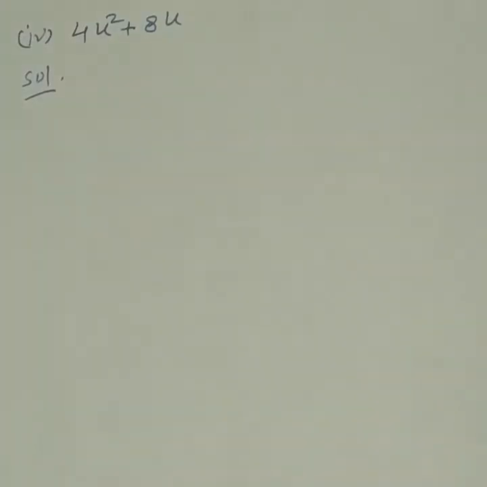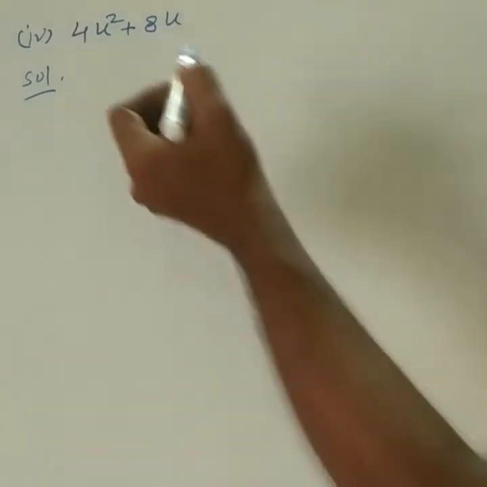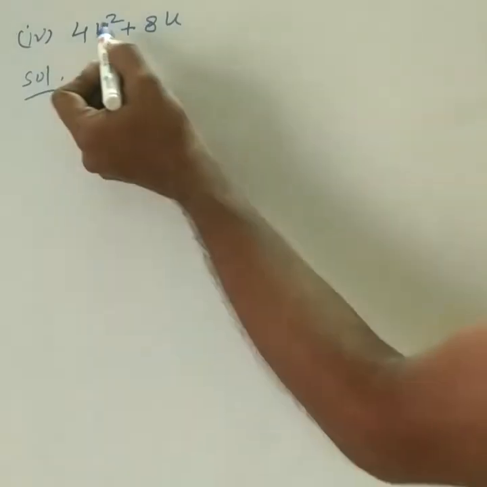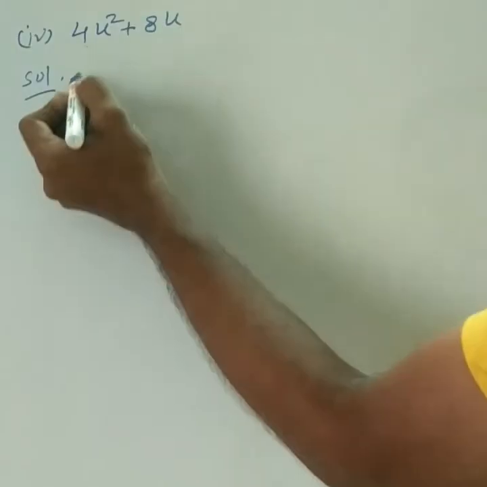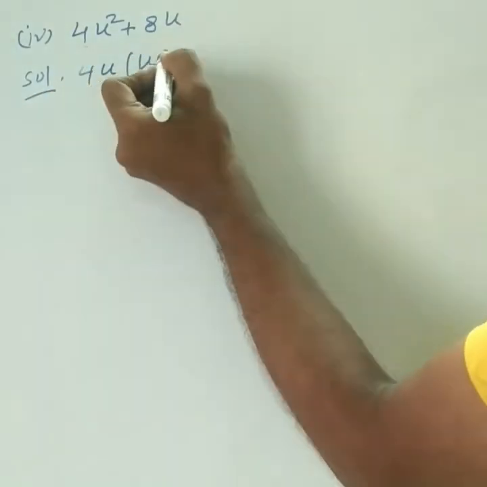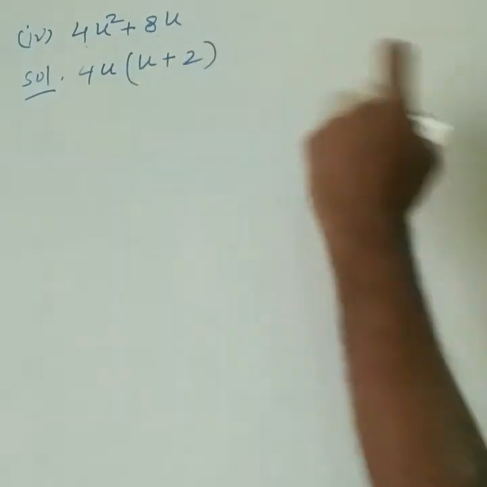Now in this fourth part, we have to find the zeros and then we have to verify for the coefficients. It is having only two terms. Our first term is with u square and the second is with u. So there is no need to split the middle term. Take the common from these two terms. 4u is common. Here it is u plus 2.